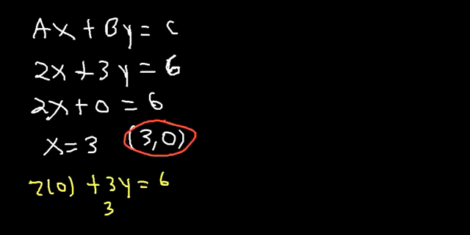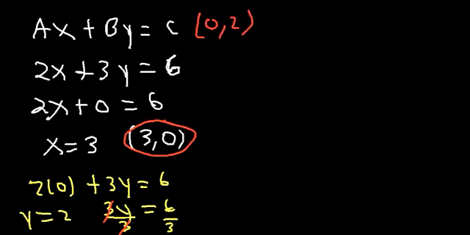To find the y-intercept, plug in 0 for x. So you get 3y is equal to 6. And if you divide both sides by 3, y is equal to 2. So your y-intercept is 0 comma 2. And that's what you want to do if you have an equation in standard form.